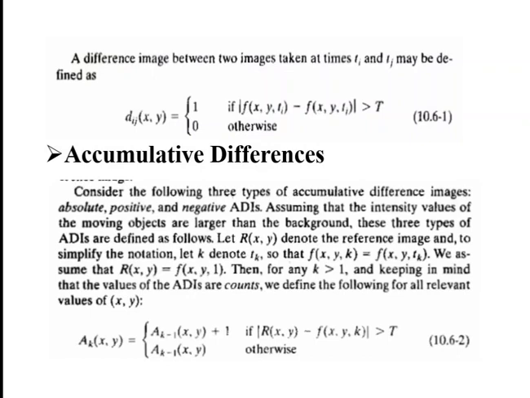We assume that R(x,y) is equal to f(x,y,1). Then for any k greater than 1, keeping in mind that the values of the ADI are counts, we define the following for all relevant values of x,y. A_k(x,y) is equal to A_{k-1}(x,y) plus 1 if the magnitude of R(x,y) minus f(x,y,k) is greater than T, and A_{k-1}(x,y) otherwise.